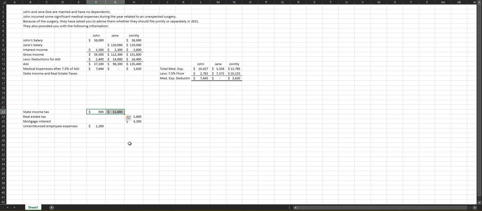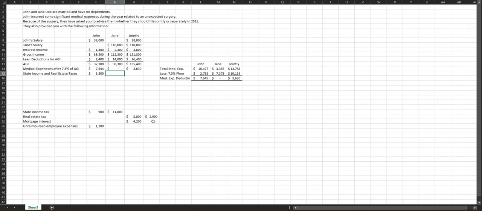Okay, so for their state income taxes for John, he's going to get $900 plus he gets a portion of this 52,800. So if we take that, then he'll get 900 plus the 2,900, so that'll be 3,800.